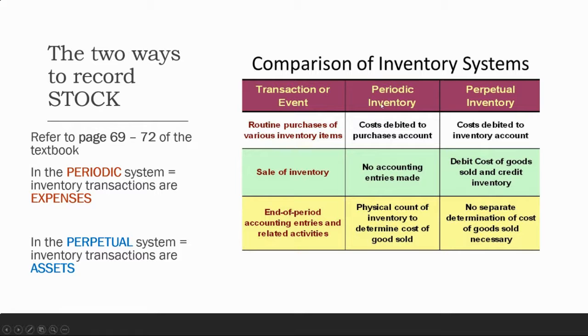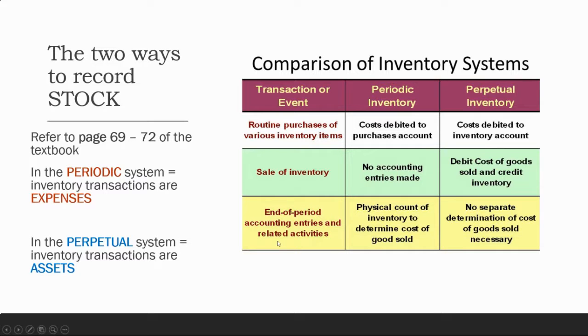Okay, under the periodic one, if we sell the inventory, we do not make a specific entry for the sale because the inventory was already recorded as an expense previously. Whereas for your perpetual one, we would debit the cost of sales, which is our expense account, and we would credit the inventory. So this is where we're moving it from our inventory account straight into our expense account.